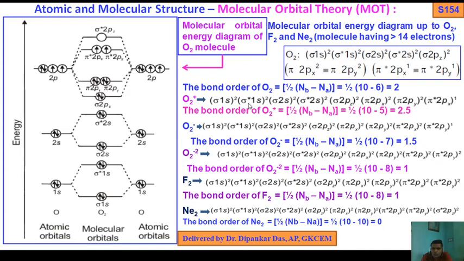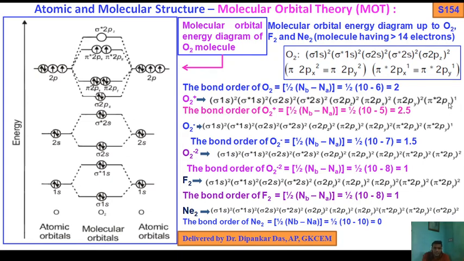So this is the pi 2py 2, pi 2px 2, pi 2py 2 and pi star 2px 1. You can write here pi star 2py 1, then pi star 2px will be 0. Here pi star 2px 1 means pi star 2py 0, because these are the degenerate orbitals. One can write pi star 2px 1 or you can write pi star 2py 1.